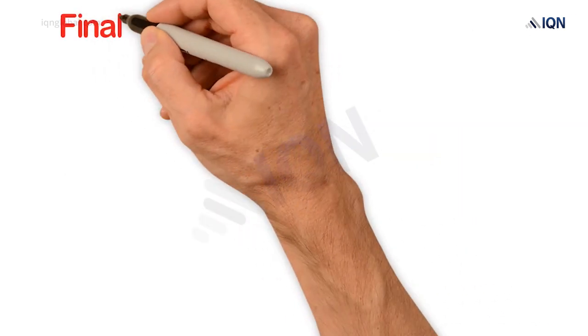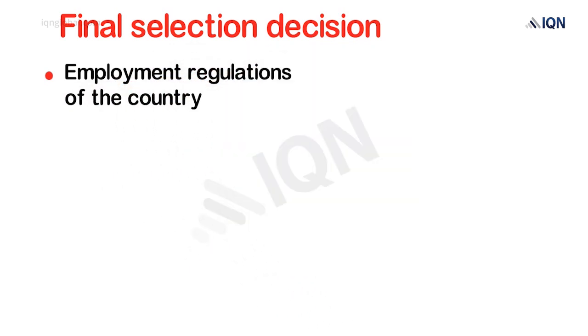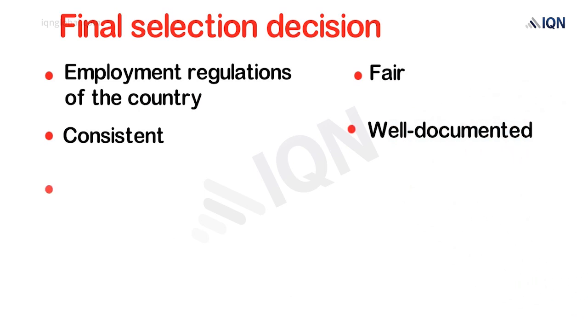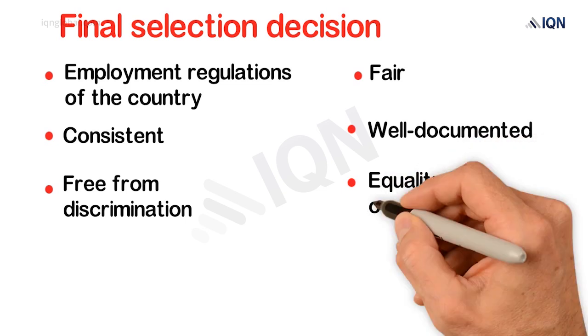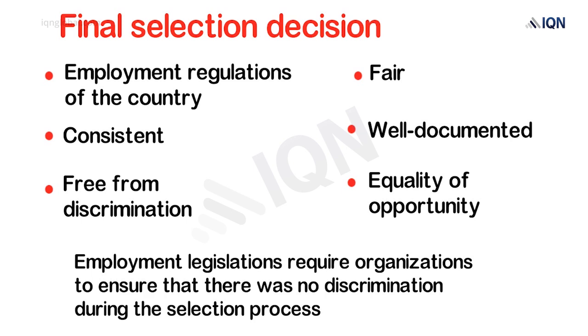When making the final selection decision, the organization also needs to be mindful of the employment regulations of the country. The selection process should be fair, consistent, well-documented, and free from discrimination. The selection process should ensure equality of opportunity. Employment legislation requires organizations to ensure that there was no discrimination during the selection process.